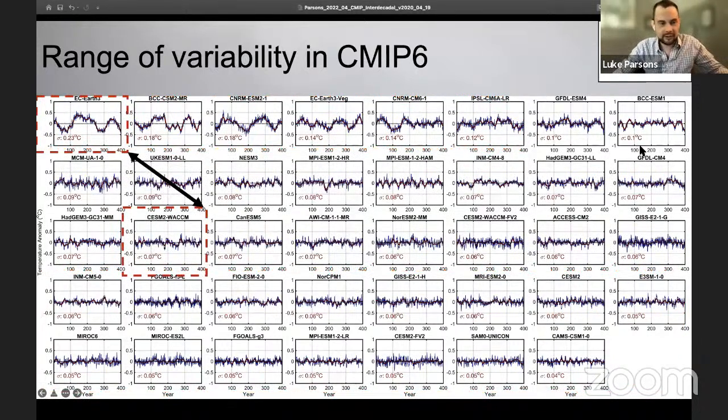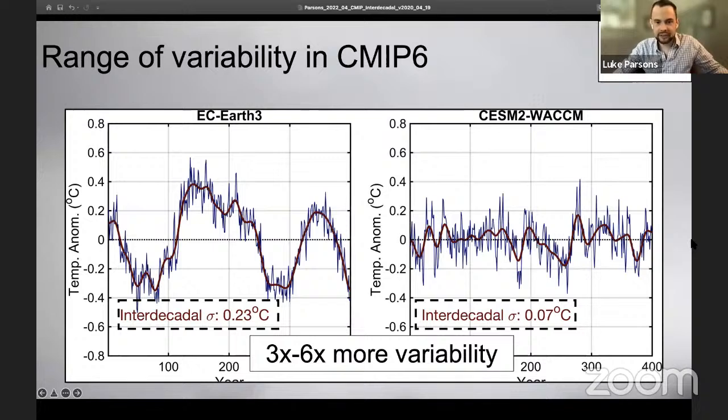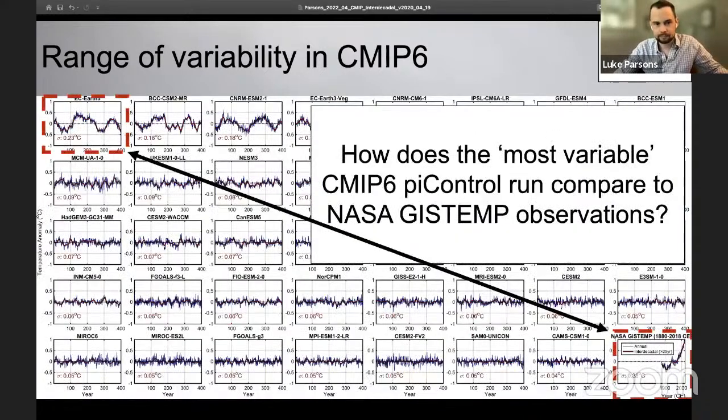To help focus your eye in on this, I just picked the EC Earth model and then the CESM2 high top model. So we have the EC Earth 3 model here that I already showed you, then the CESM2. And you can see that there's basically about 3 times as much variability in this most variable model versus one of these models that kind of falls right in the middle. And if we look at the least variable compared to the most variable, there's sometimes 6 times more variability across the climate models. Then this immediately made me wonder, wow, there's a lot of temperature variability and warming of decade to decade and century to century.